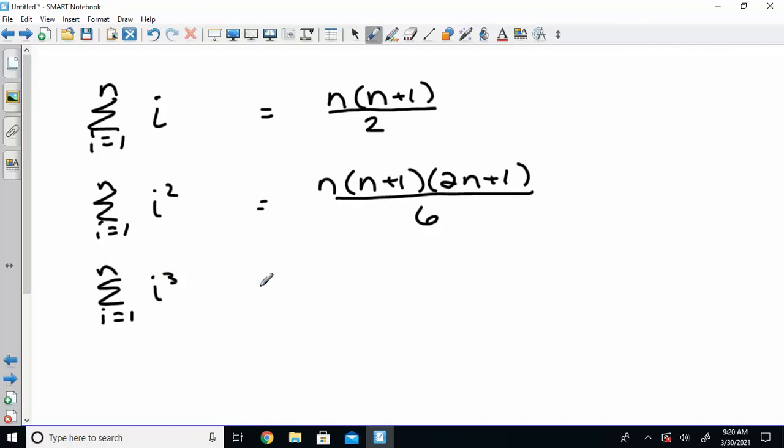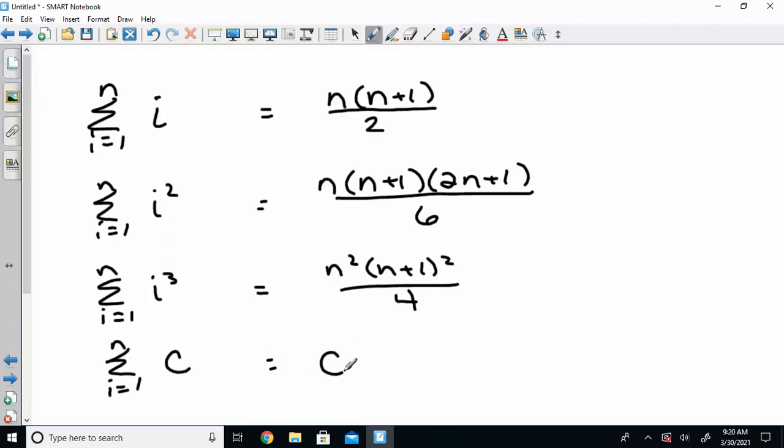What about I cubed? Good. What if it's just a constant? Can I put C for constant? What do you do? Multiply this. All right, so those are the summation rules that you need to be able to use.